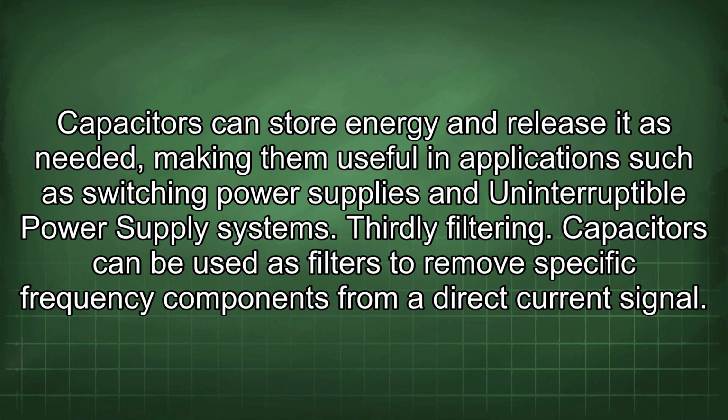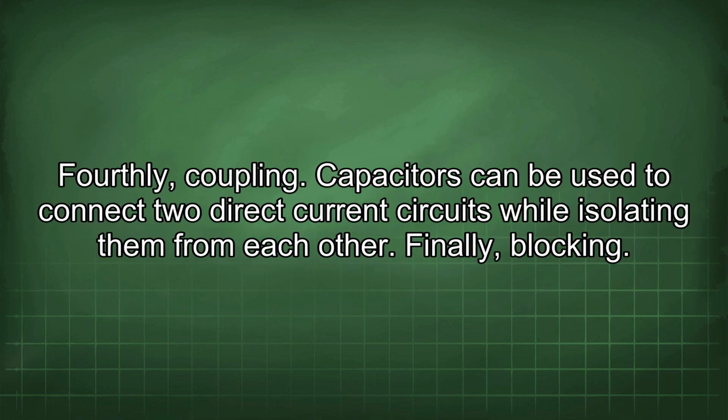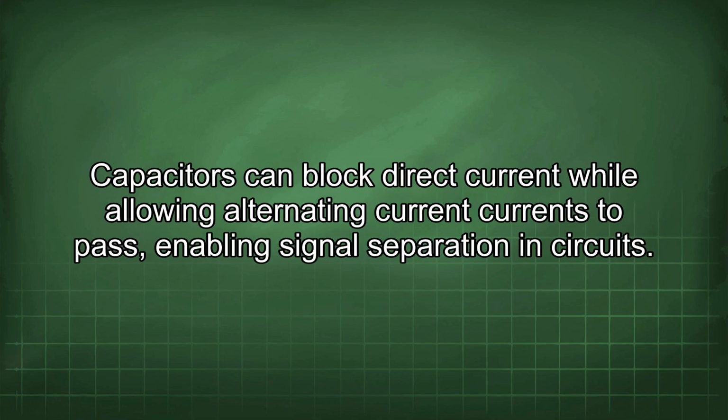Thirdly, filtering. Capacitors can be used as filters to remove specific frequency components from a direct current signal. Fourthly, coupling. Capacitors can be used to connect two direct current circuits while isolating them from each other. Finally, blocking. Capacitors can block direct current while allowing alternating currents to pass, enabling signal separation in circuits.